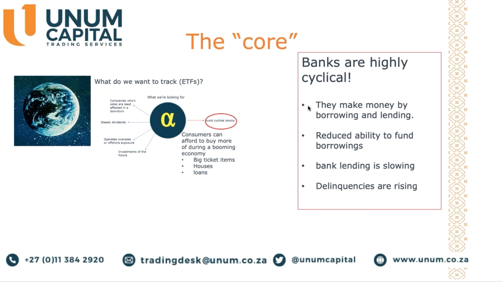So in my opinion, banks are highly cyclical. They make money from borrowing and lending. Okay? What's happening here is a reduced ability for the banks to fund those borrowings. Bank lending is getting more stringent. Fewer people are qualifying for loans. That's slowing down. It's not speeding up. We're not at the top of a cycle here. And delinquencies are rising. Standard Bank cut off my wife the other night because she forgot her credit card payment. So it's a thing.